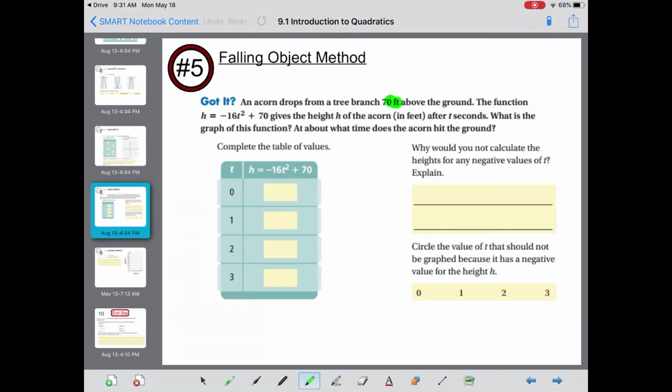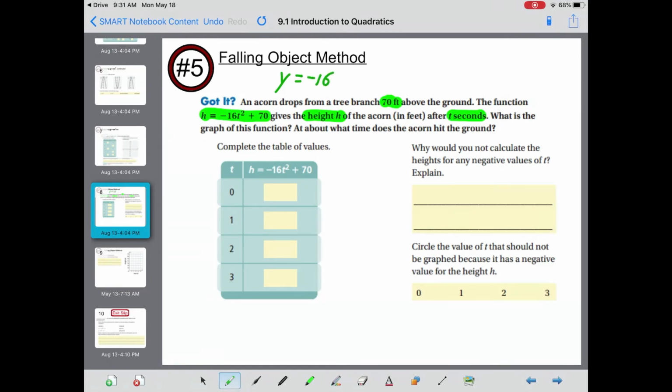All right, guys, number 5 is the falling object method. An acorn drops from a tree branch 70 feet above the ground. The function is h equals negative 16t squared plus 70. It gives the height h of the acorn in feet after t seconds. So we have height h and seconds for t, or time.